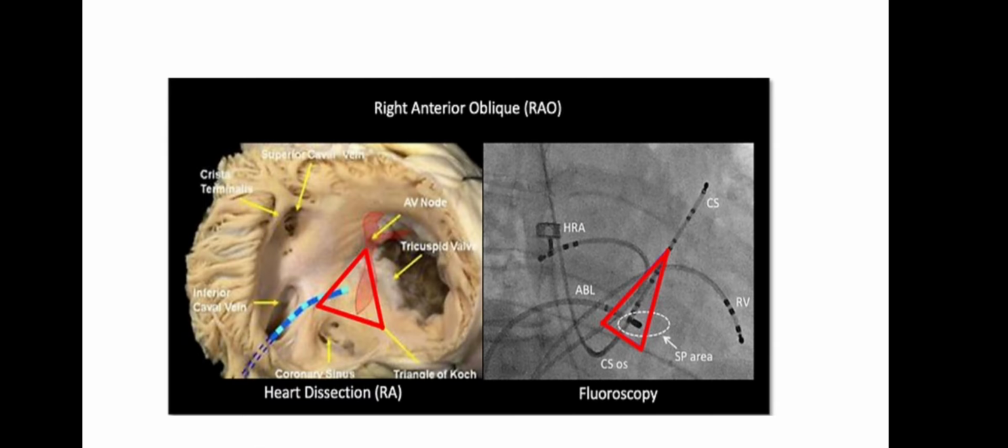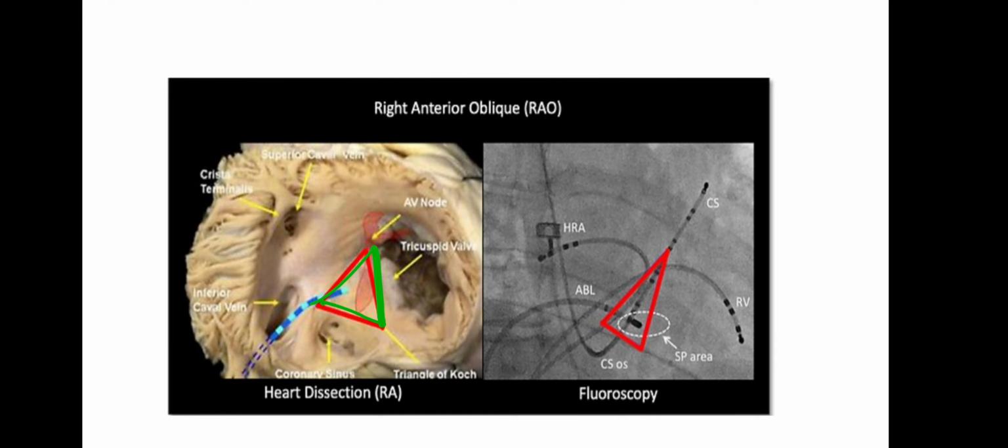So what is its clinical importance? The AV node, as we all know, be it the sinoatrial node, AV node, or bundle of His, is nothing but modified muscle fibers, modified myocardium. So how will you identify exactly where the AV node is? We have to identify the triangle of Koch.